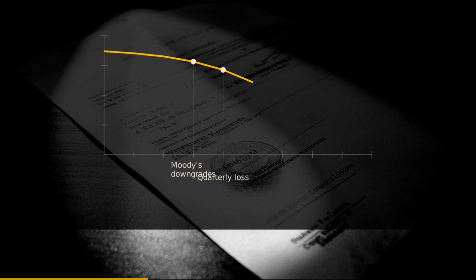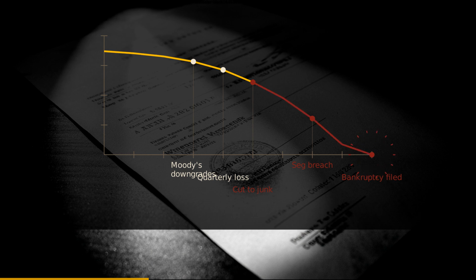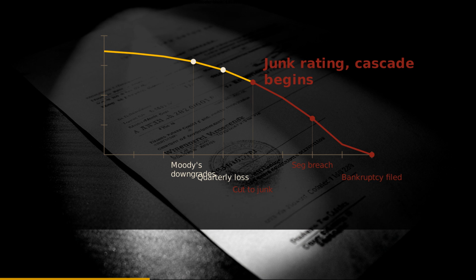There were additional pressures. On October 24, 2011, Moody's downgraded MF Global Holdings. On October 25th, the firm reported a quarterly loss. On October 27, the firm's credit rating was cut to junk. A ratings downgrade to junk triggers a cascade. Counterparties demand more margin, clearinghouses raise requirements, lenders pull lines, customers begin to withdraw.